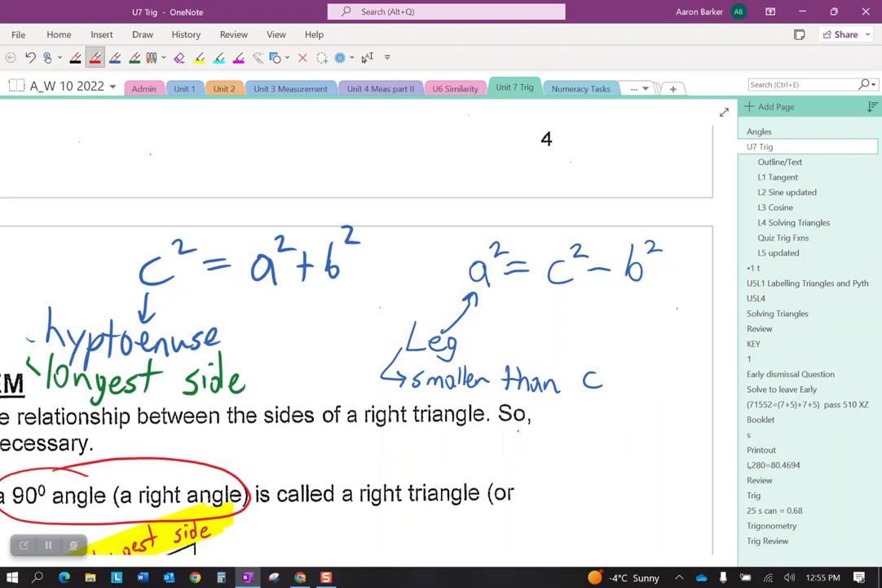Now, if you don't like A squared, you can switch that with B squared. It doesn't matter. But you're still going to have C squared first and do your subtraction. Okay? It doesn't matter which formula you use, they're the same.